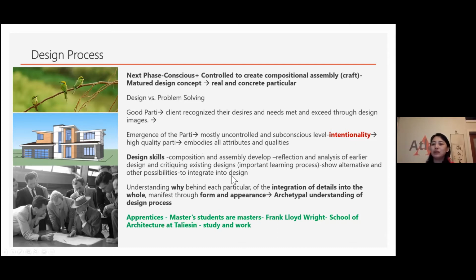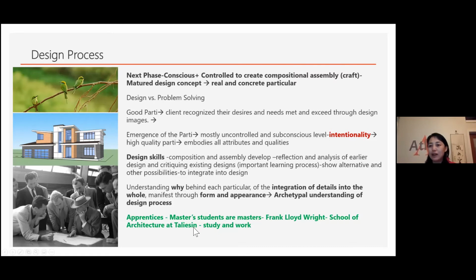So how do we develop our design skill? We have to analyze earlier designs, critique existing designs and show the alternatives, and learn the important design process. We have to understand the why behind each particular, how the details integrate into the whole, and how through form and appearance they come together. That's why in every field we study the past, like in music. For architecture, I put this picture of Frank Lloyd Wright, who created this architecture in Taliesin.